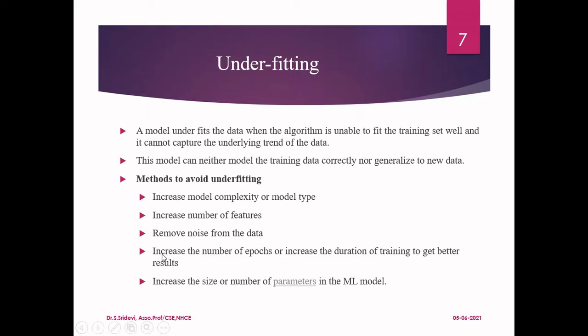And this works for deep learning projects perfectly. When you want to avoid underfitting, you have to increase the number of epochs. Epochs is nothing but the number of runs in your model. You increase the number of epochs, or increase the duration of the training time, so that the model will learn better. This is one way. And the next is you increase the size, or the number of parameters, in the ML model. So these are the various methods to avoid underfitting.